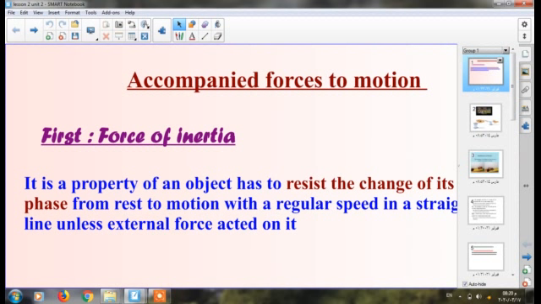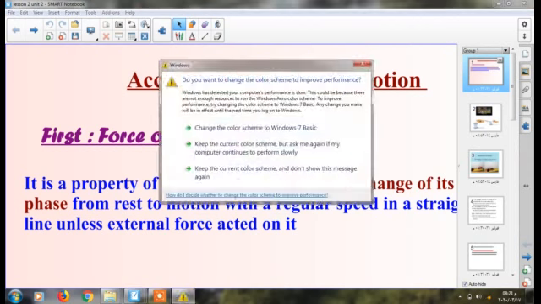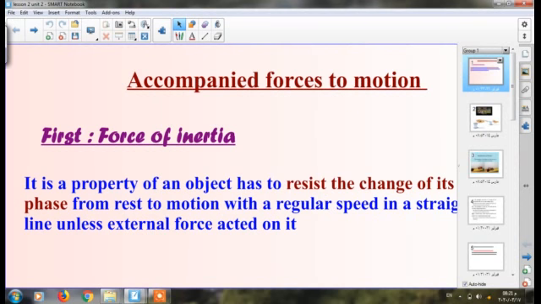The body has its resistance to change its state. So the body doesn't want to change its state of motion. The body has the ability to continue its motion in a straight line at regular speed, so it will move forward. This is the meaning of inertia. So the inertia is the resistance of the body.